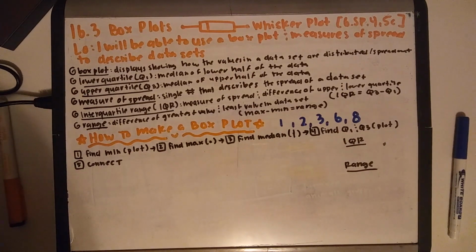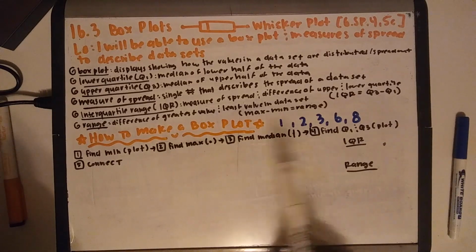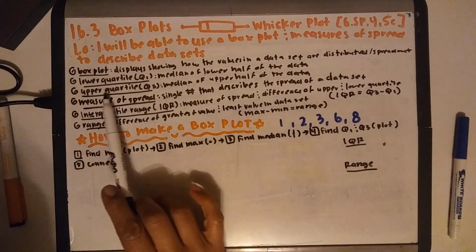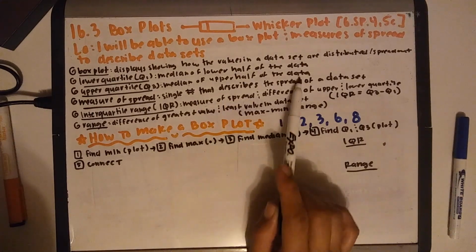Lower quartile is your Q1, which is this right here. Is the median of the lower half of the data. We'll show you that right now. The upper quartile is this right here. This is my Q3. That's the median of the upper half of the data.